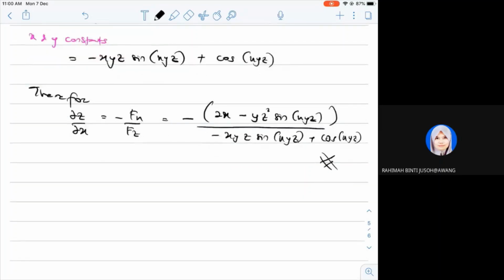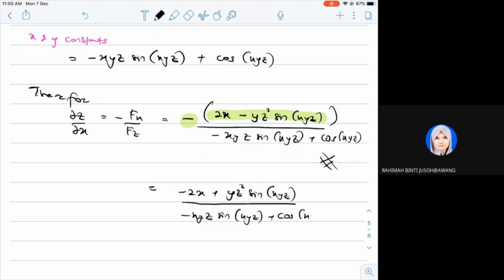Okay guys, and be careful, if you want to multiply by negative, it's either you multiply negative to the numerator or denominator, but you cannot multiply both negative too. Only one. If you decide to multiply the top part, your answer will be like this. So you can have your answer like this, negative 2x plus yz squared sin xyz over negative xyz maintained, sin xyz plus cos xyz. Why do I mention this? Because in the final exam, every time there is always a student who multiplies the negative wrongly. Okay, so you decide on only one.